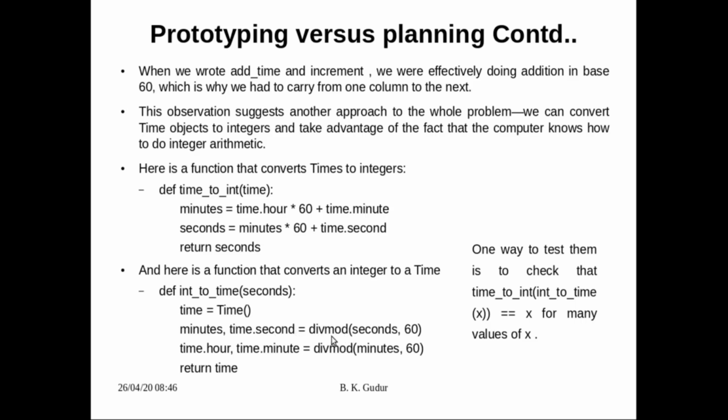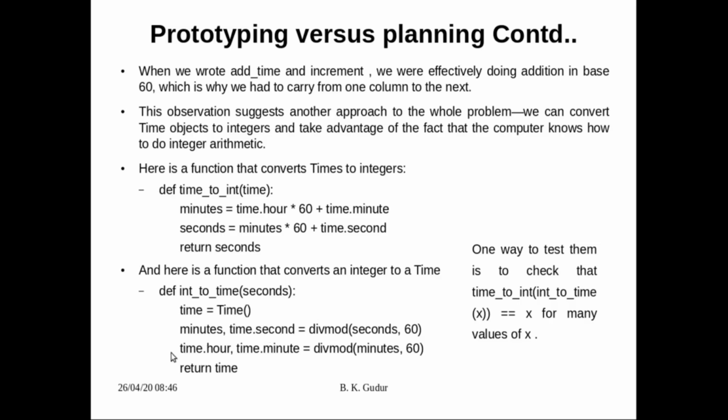What the divmod function does is, it takes two arguments. The first argument will be divided by the second argument, and it will return the quotient and the remainder. This will be the quotient and this will be the remainder. It will return that as a tuple. Divmod is one function which takes two arguments. The first argument is the dividend and the second argument is the divisor, and it returns a tuple containing the quotient and the remainder.